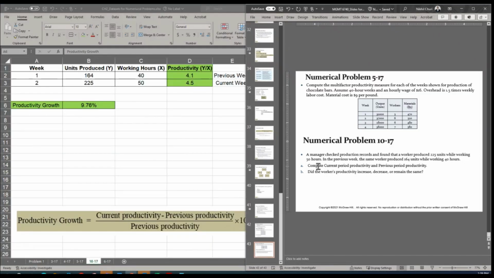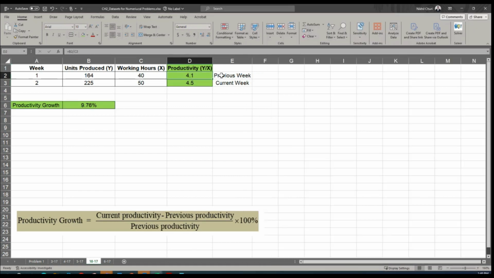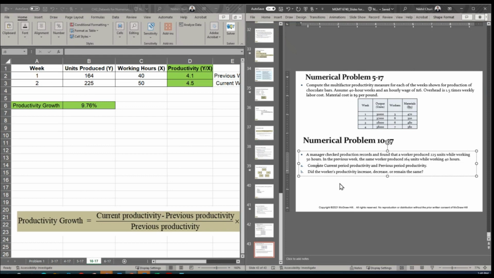So revisiting, first is compute the current period productivity and previous period productivity, which we already did over here. So current is 4.5, previous is 4.1. Next one: did the worker's productivity increase, decrease, or remain the same? So technically, it's positive 9.76%. So it increased. That should be your answer, that it increased by 9.76 percent. So this completes our fourth problem as well.